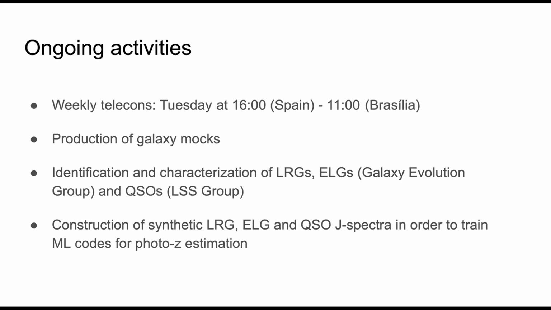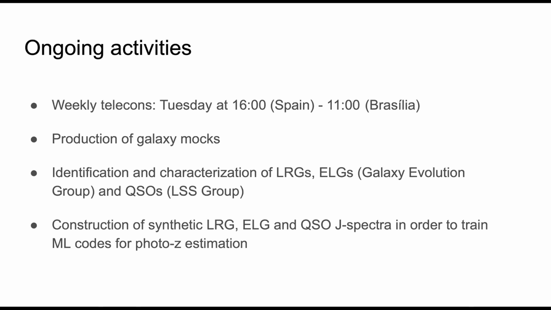but what we are doing right now is an effort to produce galaxy mocks on one side, and on the other side, a characterization and identification of cosmological tracers such as LRGs, ELGs, and quasars. The characterization of LRGs and ELGs was mostly performed by the Galaxy Evolution Group, so I think they will talk about that, while the identification and characterization of quasars is mostly an effort led by the LSS group.